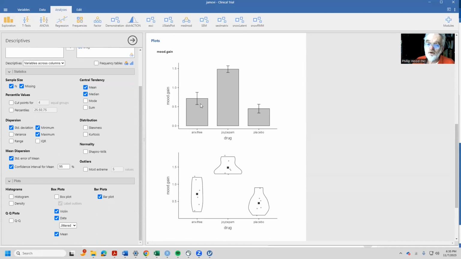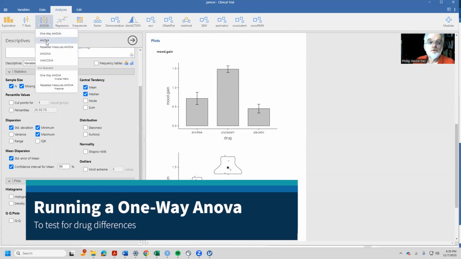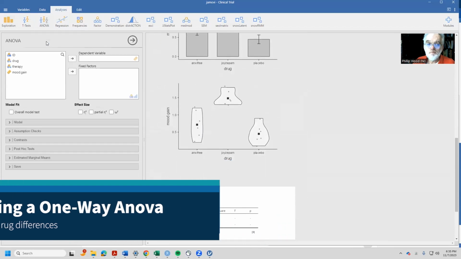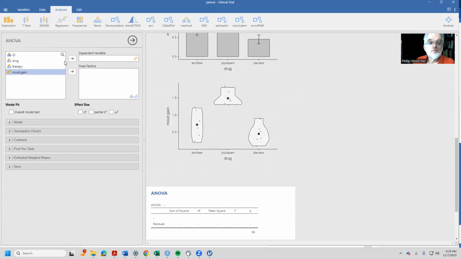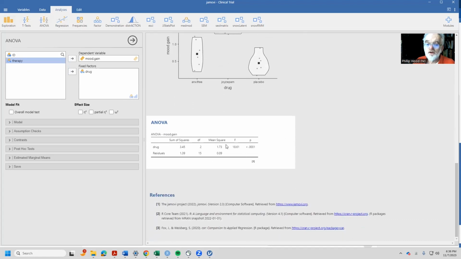Let's run our analysis of variance now to ask ourselves the question, are these differences significant? And it's probably going to be the case that Joyzepam is going to be different than Anxifree and placebo, but we're interested in knowing, gee, maybe is Anxifree different than placebo on top of that? So over in the middle, we're going to click ANOVA, and we're going to select the ANOVA module. And our dependent variable is mood gain. And our index factor is the drug factor. And what you'll see here is, oh my goodness, yes, there are some differences there. This overall model F of 18.61 tells me that there are differences there.